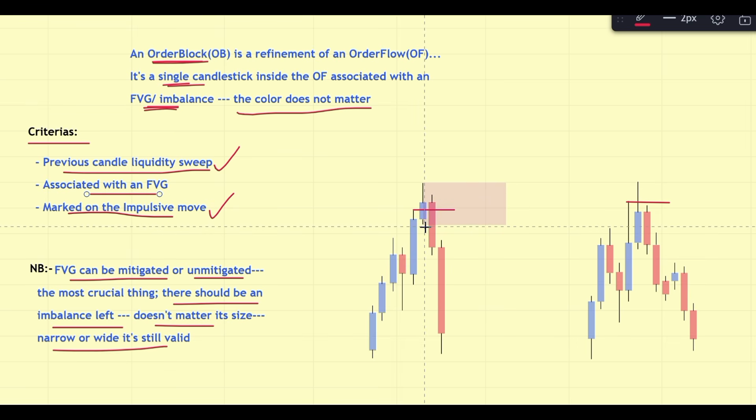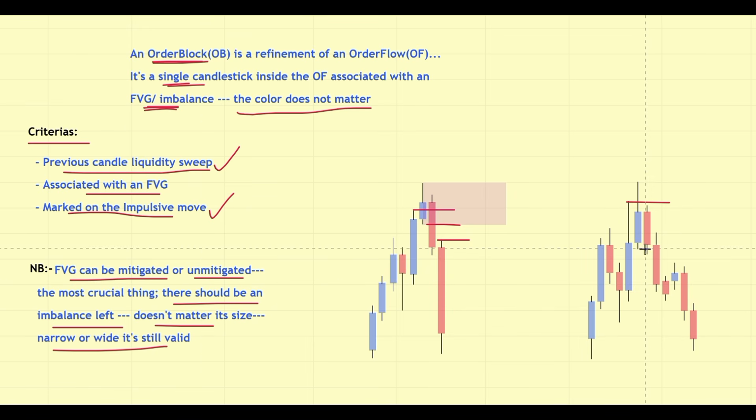If you have been into SMC for a while now, I want to believe that you know what a fair value gap is. So right here, this candle needs to have a fair value gap, and like I said, the fair value gap can be mitigated or unmitigated. In this case, this is the candle that took the previous candle high. We said that the take-out can be by a body close, like in this scenario, or by a wick, like in this case. So this candle that took out the previous candle high is the one that we'll be using as the order block.